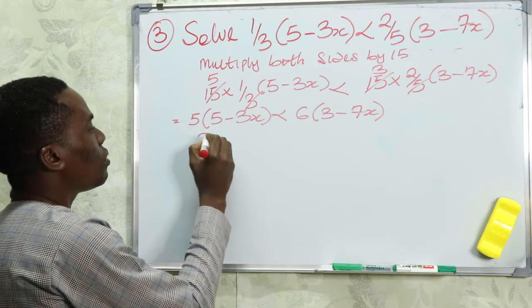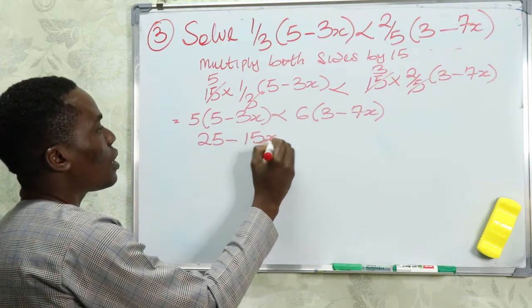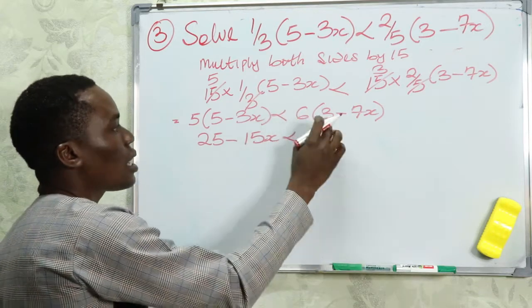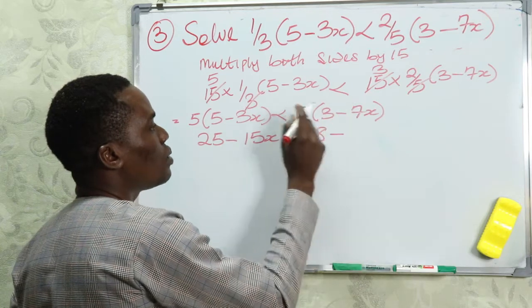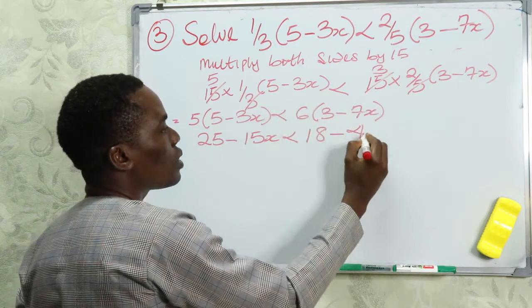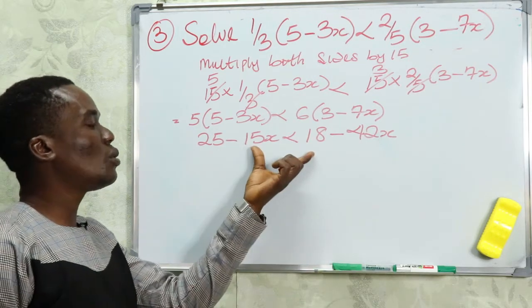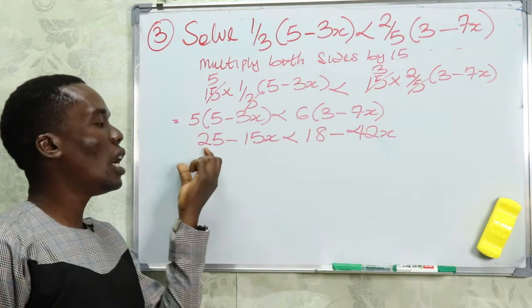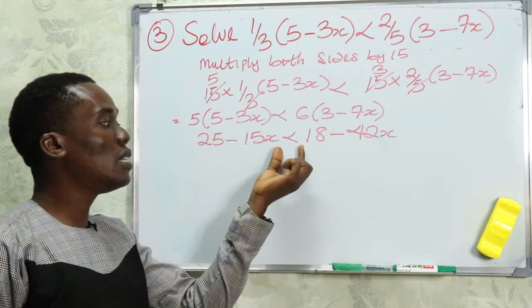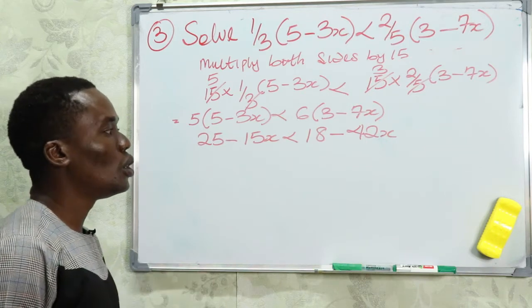This times this will give us 25 minus 15x, less than 6 times 3 will give us 18, minus 7 times 6 will give us 42x. Now, having arrived at this, we'll see how we can make sure that this x value comes this way and this comes here. Since it's an inequality sign, we have to use instruction to reduce them.